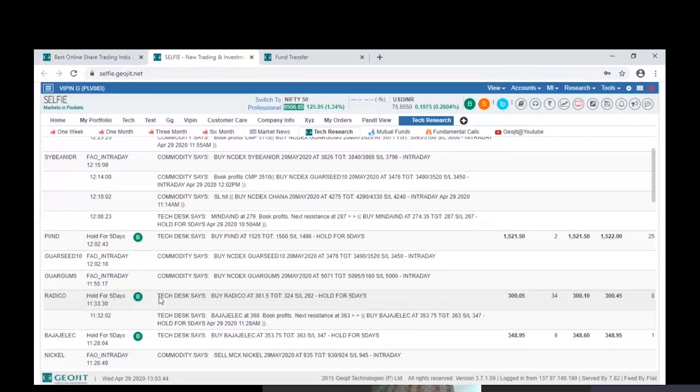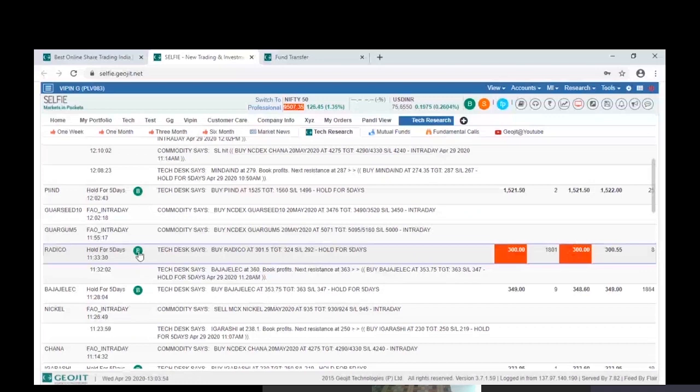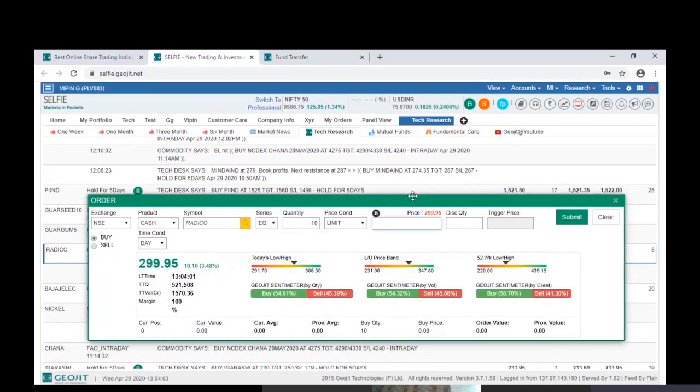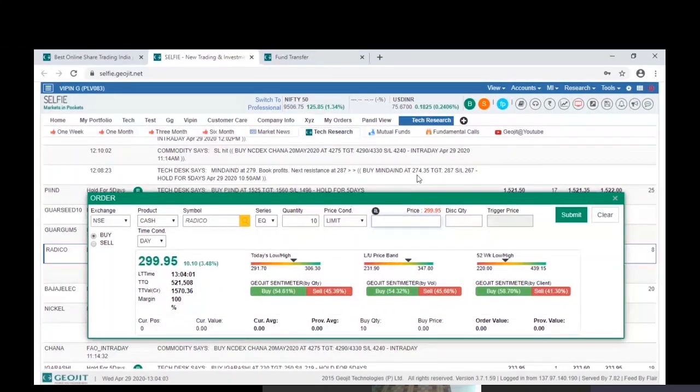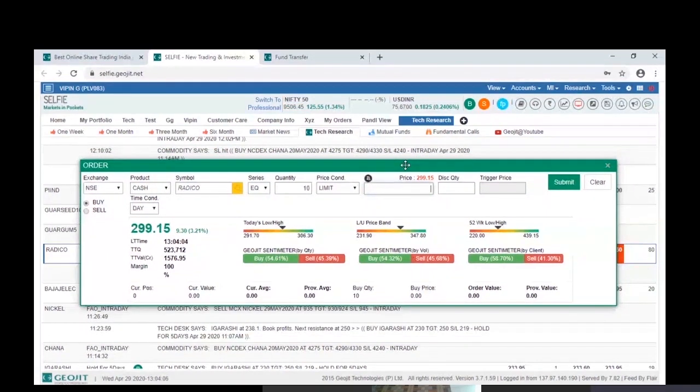You can just click on the buy symbol out here. Automatically the order window gets populated with the symbol, and you just need to mention the quantity you need to purchase and the price which has been defined here as per the call. So this is how you can place an order based on the advice. So this technical screen which you are seeing right now, the whole recommendation which has come during the day will appear here. So this is about the technical advice.